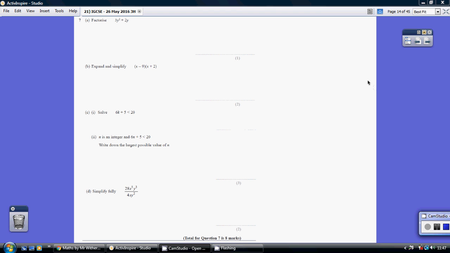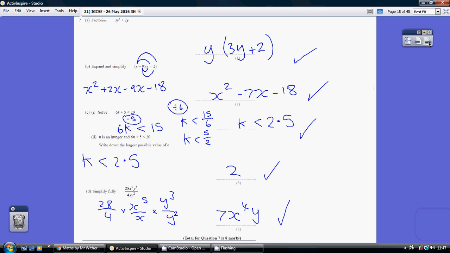Question 7. So factorizing is when we put the brackets in. So we're looking for the highest common factor that goes into each of these two terms. Well, there's no common factor to 3 and 2. So y squared and y, yes, we've got y in common. So we can take y outside the bracket.